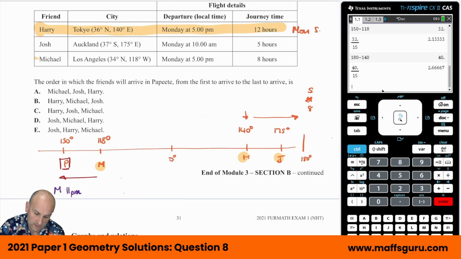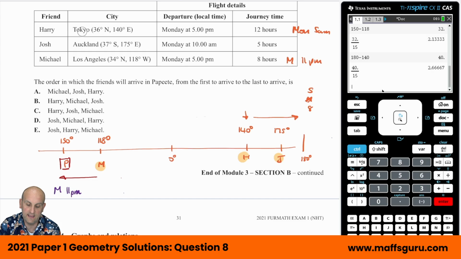And then Michael, what did I say? Monday at 11 p.m. So now we just have to work out Josh, because he's flying from Auckland. All right, okay. So again, Josh is pretty much on the international date line. So he's leaving Monday at 10 a.m. and he's going to be flying for 5 hours. So 10, 11, 12, 1, 2, 3. Monday, 3 p.m.